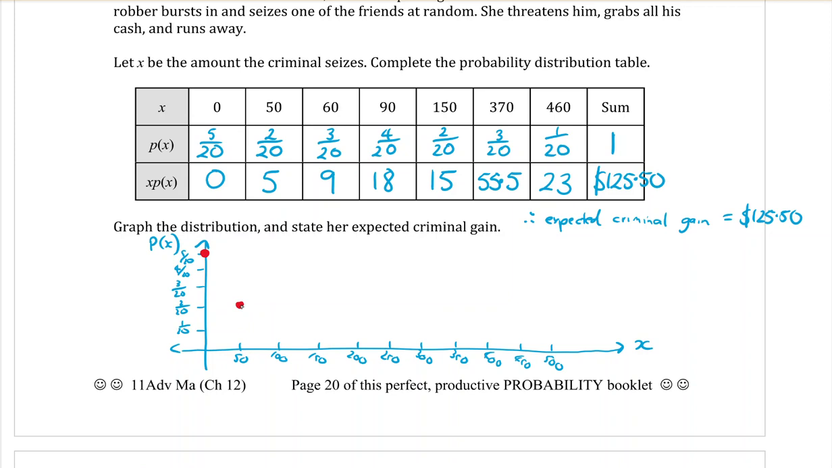Now it gets more interesting because I have to go off my scale here. 60. So I'm going to put a little line in here saying that's where 60 is going to be. 60 is 3 out of 20. 90, which will be just before the 100, is 4 out of 20. 150, get to jump down here a little bit, is 2 out of 20. 370, way up here, yep, quite a big difference now. That was 3 out of 20.